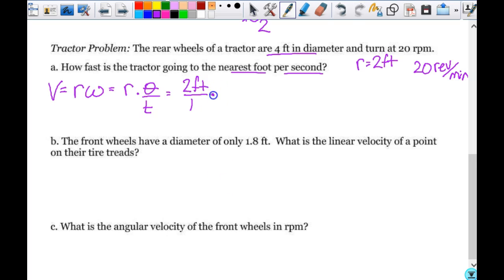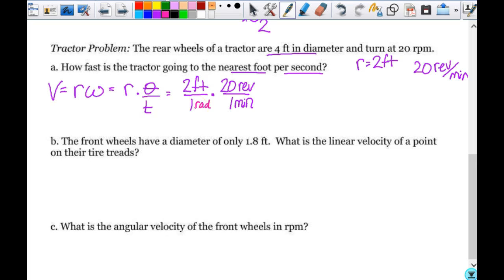Sorry. Times theta over t, well that's revolutions per minute, right? So that's going to give me 20 revolutions for every 1 minute. Before I multiply or reduce anything, I'm going to convert this because I have it right now in feet times revolutions per minute, but remember really what's down here is the radians, and this has to be in radians, and that's why it has to be in radians for you to be able to cancel those units out basically.